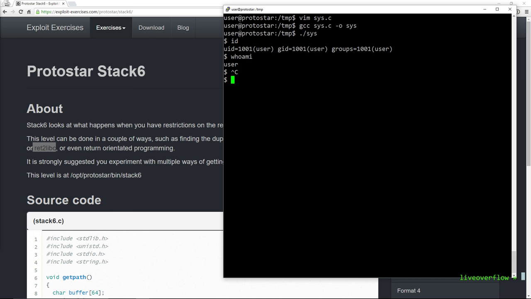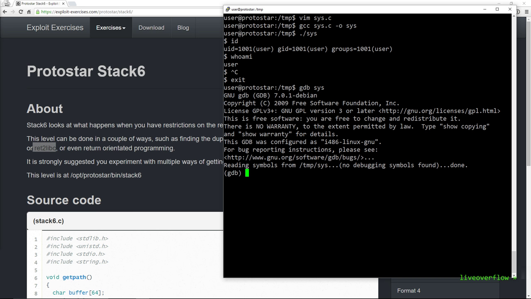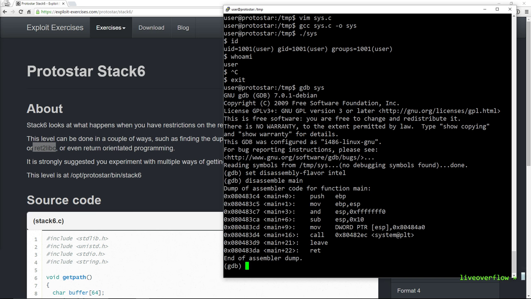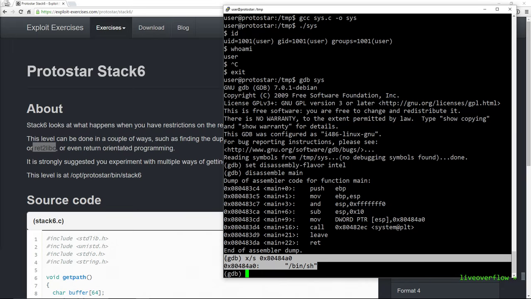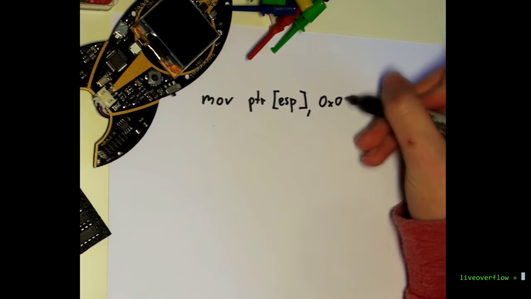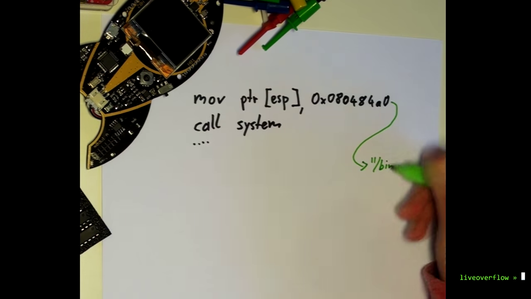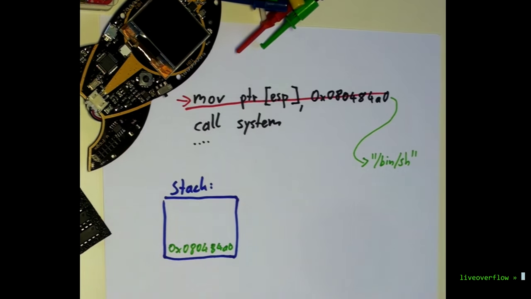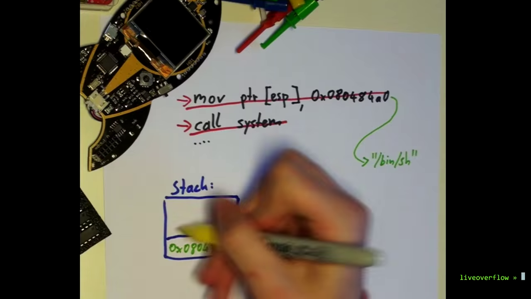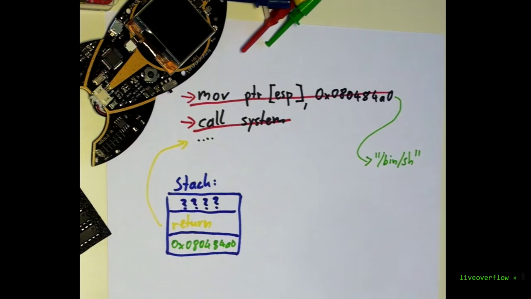Now let's look at this in GDB. We can see that before the call to system, the address of the command we want to execute is put on top of the stack. And as we know, a call to a function will push the return address on the stack as well. So if we draw this, this is how the stack will look like once we are at the start of system. First, the address of the command is placed on the stack, and then the address we want to return to.